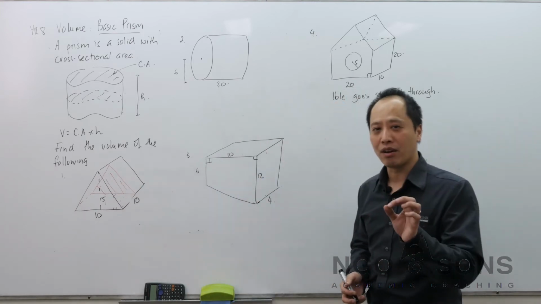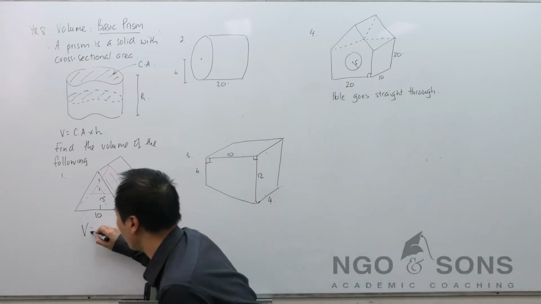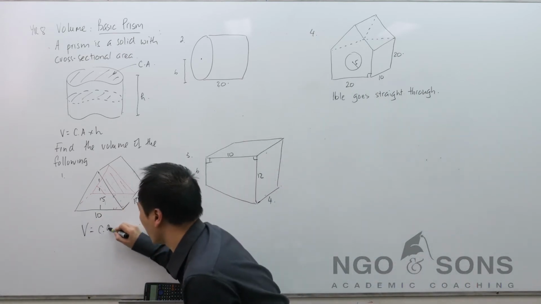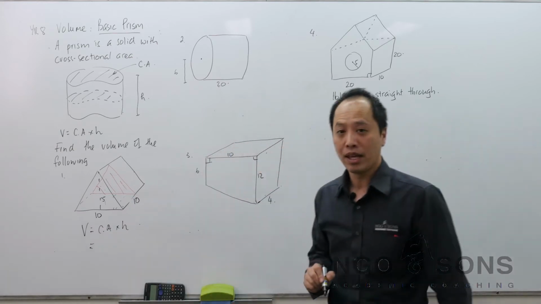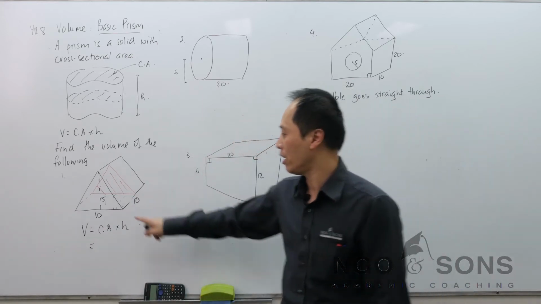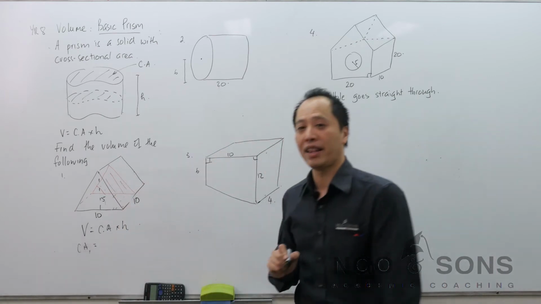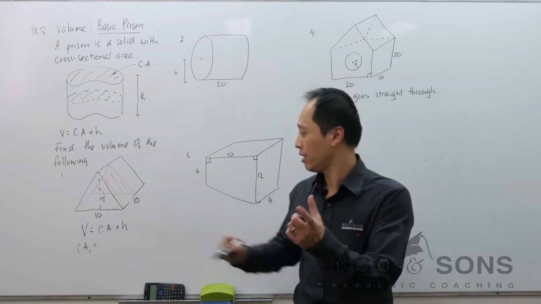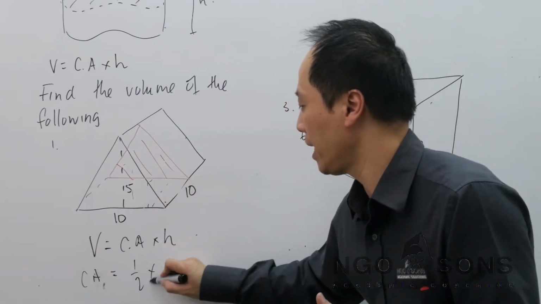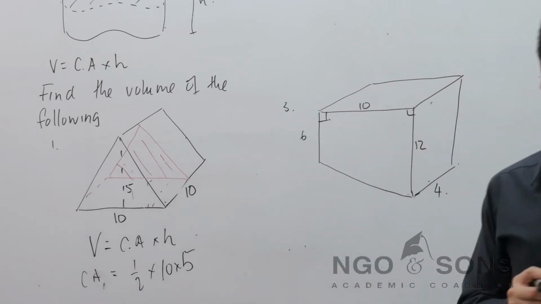Okay, so now inside your head you go, okay, now I know it's a regular solid. Well, to find the volume, I just get the cross-sectional area, I times it by the height. And what's the cross-sectional area? Well, the cross-sectional area is the area of a triangle. So how do I find the area of a triangle? To find the area of a triangle, I just get the half, I get the base, which is 10, and I times it by the height, which is equal to 5.